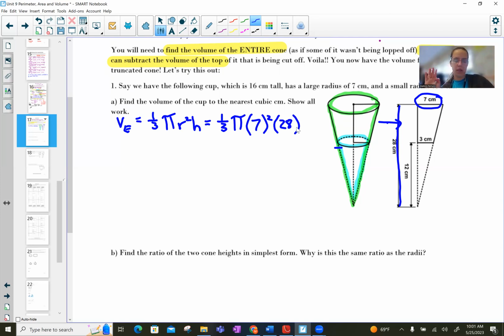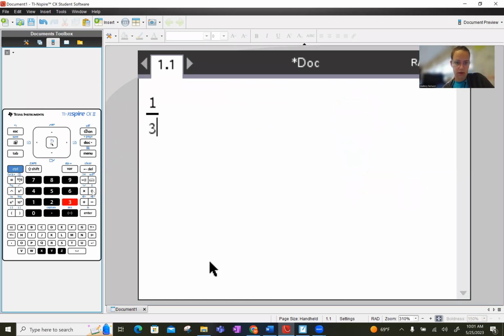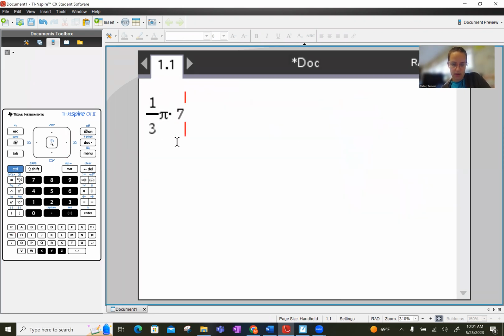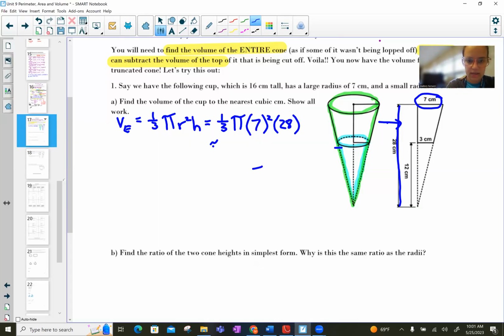If I plug and chug this into my calculator, I'm going to do 1/3, pi button, times 7 squared, times 28. So I get 1436.76. It would keep going on and on because pi is an irrational number. So about 1436.76. That's what it is for the entire thing.